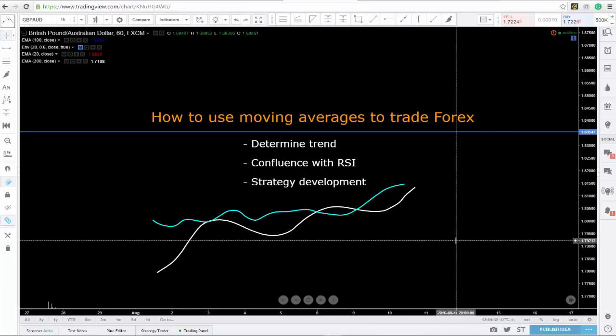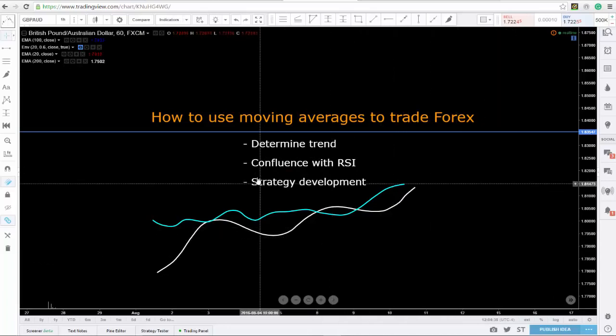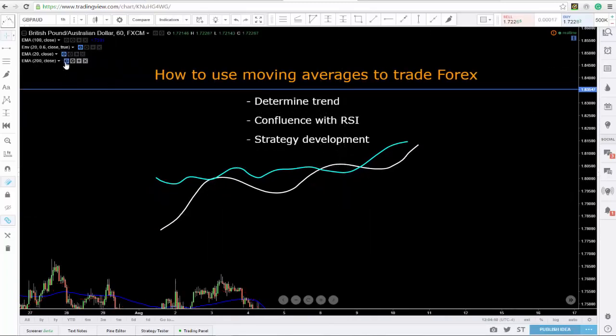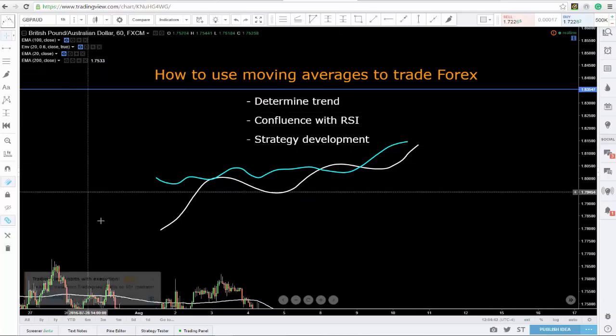So let's dive a little bit deeper into these moving averages. We'll look at determining trend first. So what would be a way to determine trend using a moving average?